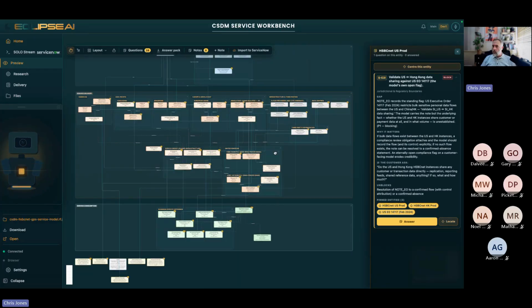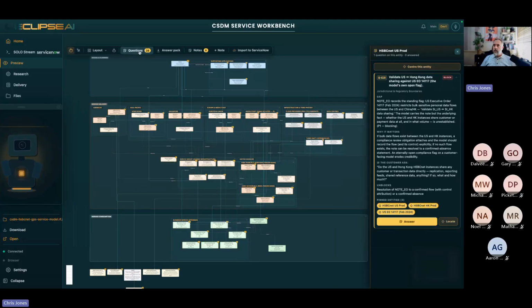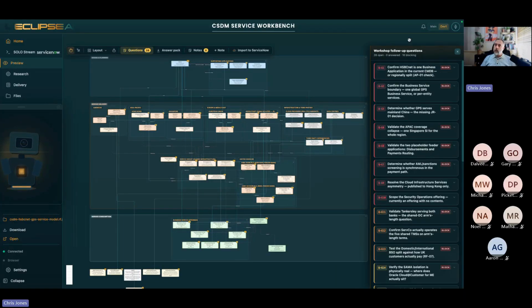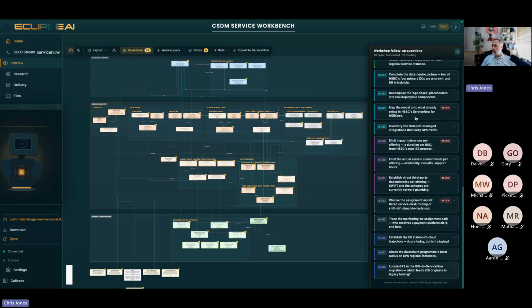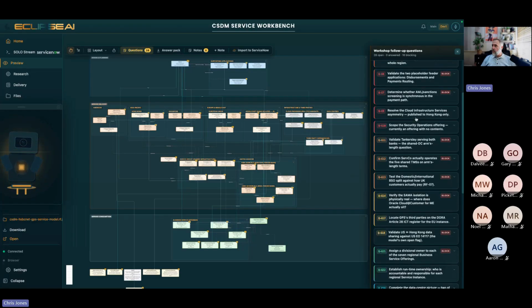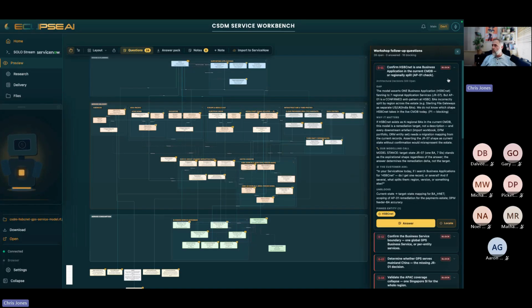So I think I'll show you that and how that works, to be honest. Let's have a look at all the questions. You get all the questions on the right-hand side. There's 28 at the moment. I think some of them may or may not have been answered. I don't know. But at this point, you can just go through the most important ones.